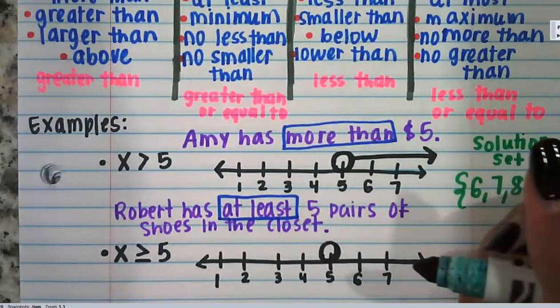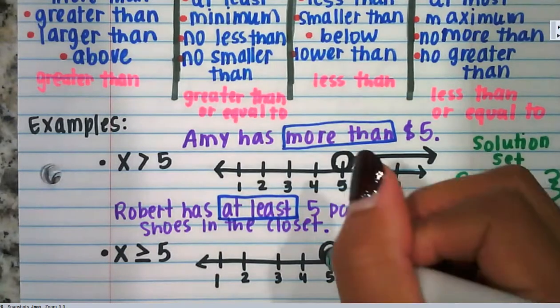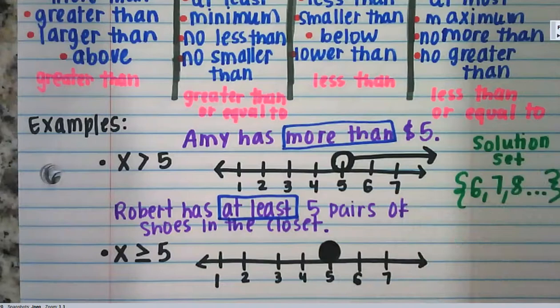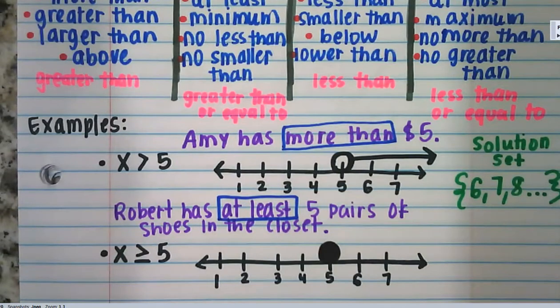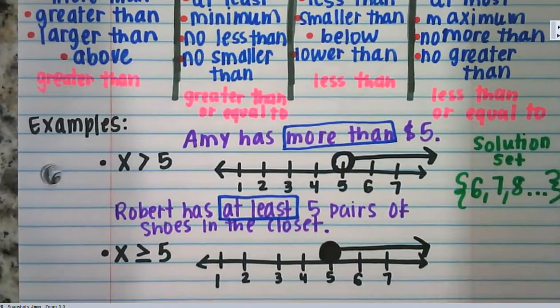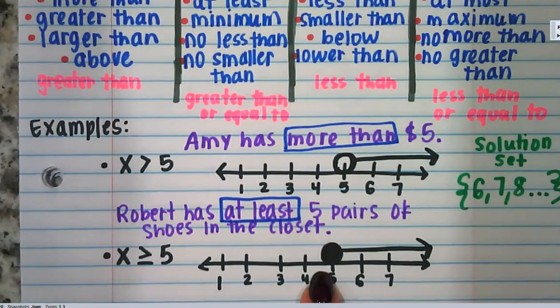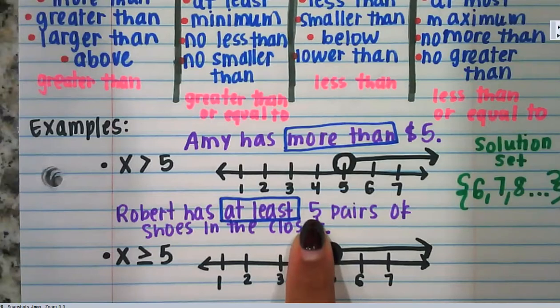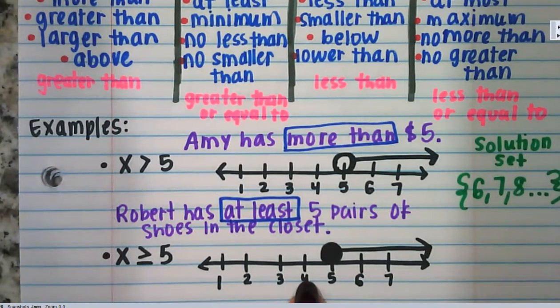So, are we going to have an open dot or a closed dot? I think closed dot because 5 is included in our data set. 5 is the number of pairs of shoes he could have. But then it says he has at least 5. So could he have more than 5? Well, yeah. He can have 6, 7, 8, 10, 15. No matter what the number is, he has to have something at least 5. 5 or more. So could he have 4? No, he has at least 5. Could he have two? No, he has at least five.